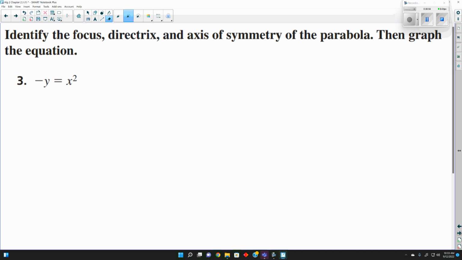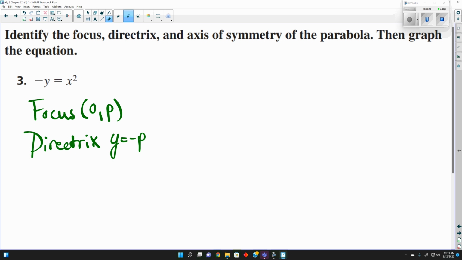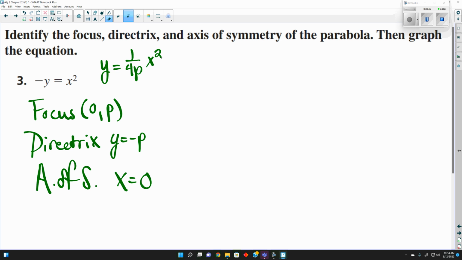Let's look at this one. Negative y equals x squared. So which one's squared? x, which tells us that the focus is (0, p), the directrix is y equals negative p, and our axis of symmetry is x is equal to 0. In the general form, y is equal to 1 over 4p x squared.